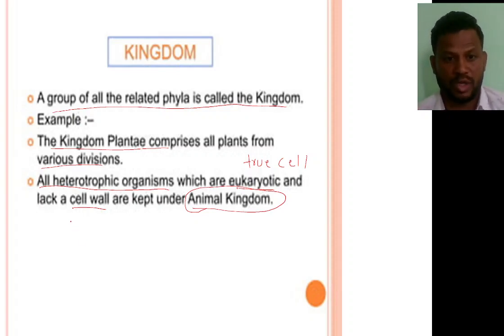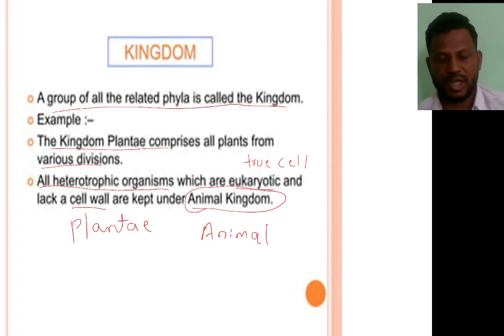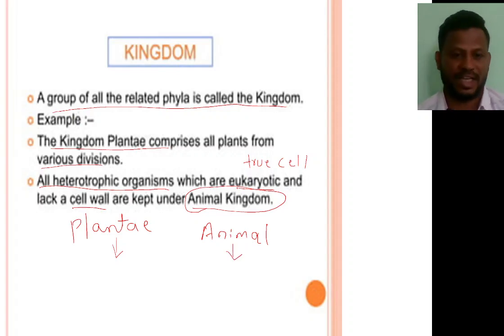There are two kingdoms. One is the plant kingdom, you can call it the Plantae kingdom. Another one is the animal kingdom, or you can call it the Animalia kingdom. There is a little bit of difficulty in the pronunciation because of my thick tongue. Sorry, there are two important kingdoms. One is Plantae, another one is related to animals, that is the animal kingdom. Right? There are two important ones.